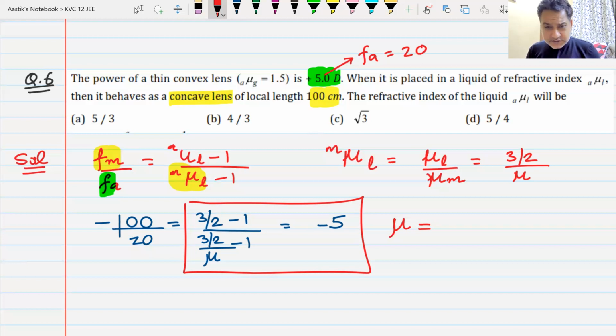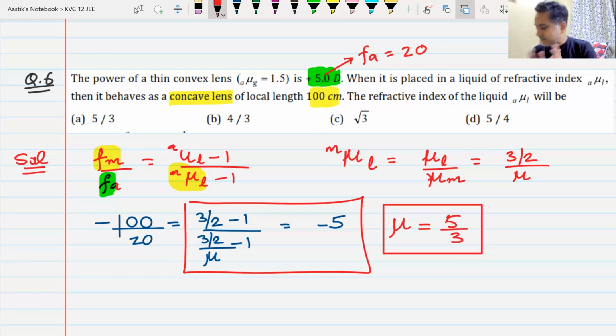Can I have the answer, beta? Five by three, sir. Well done. 5 by 3. That is the correct answer. Well done. Everyone got this? Yes or no? Yes, sir. Good. I'll give you 1 minute.